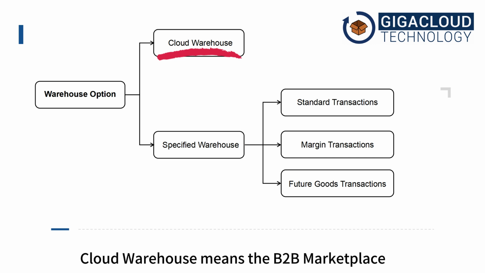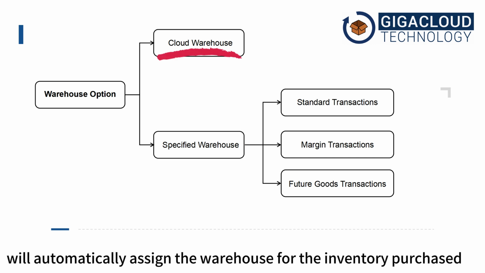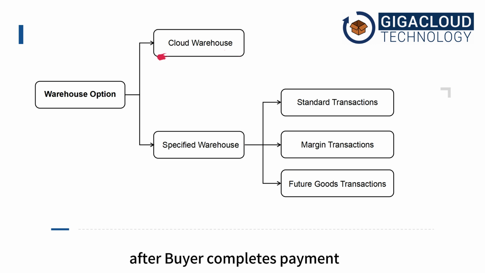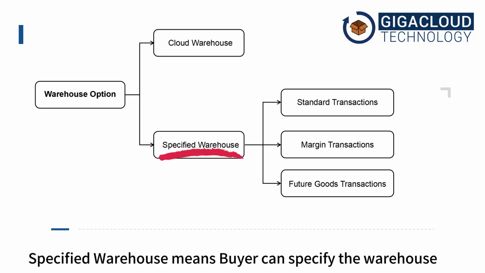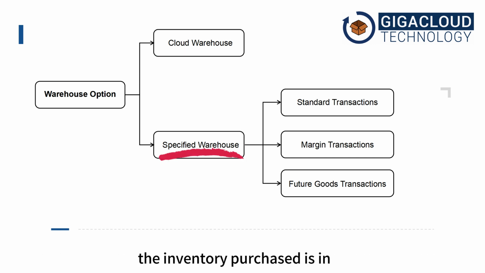Cloud Warehouse means the B2B marketplace will automatically assign the warehouse for the inventory purchased after buyer completes payment. Buyer can check the inventory distribution on the purchase order details page. Specified Warehouse means buyer can specify the warehouse the inventory purchased is in.